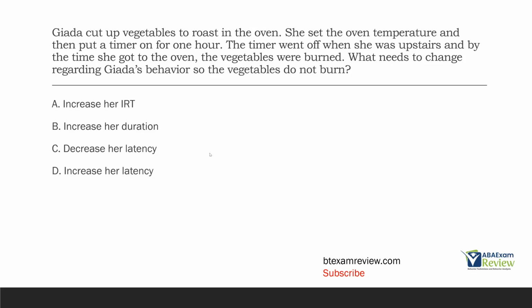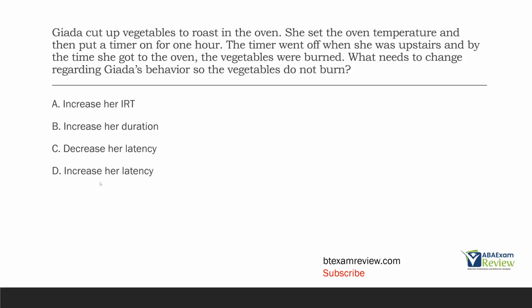C, decrease her latency. Now, you would definitely want to decrease the latency, right? Because the timer is the SD, and the latency is the time in between the SD and the start of a response. So we want her to react quicker to the timer, which is the SD. So we want her to start her response sooner. So decreasing the latency would accomplish that. The SD would go off, which is the timer, right? So there'd be an SD, and then her response would start quicker. That would be a way to prevent the vegetables from burning. So C looks pretty good.